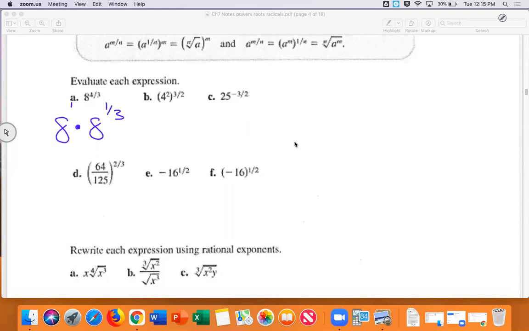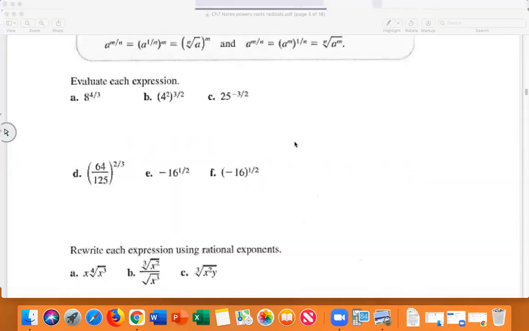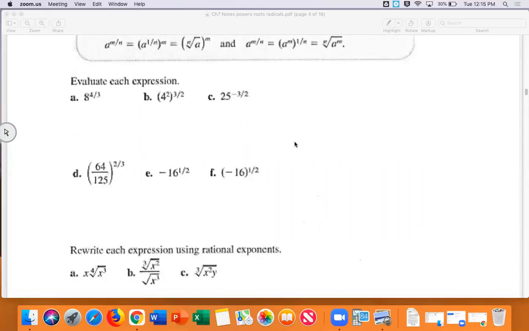Now, if I didn't have that, well, then guess what? I would have to do 8 to the 4th. 8 times 8 is 64. 64 times 64 is, ooh, big number. Let's see. It's probably going to be 5,000. No, it's 4,104. What is it?